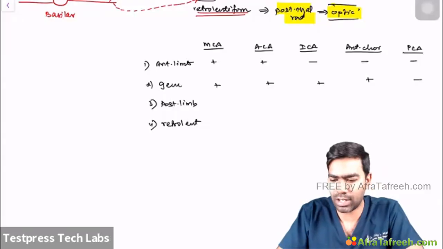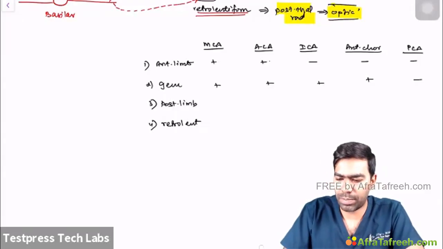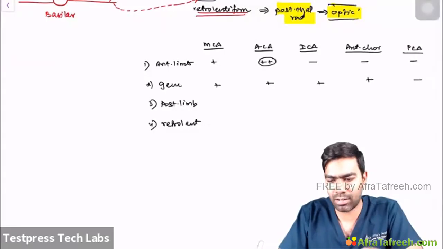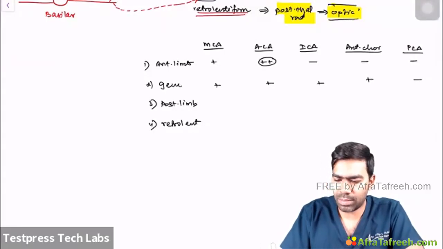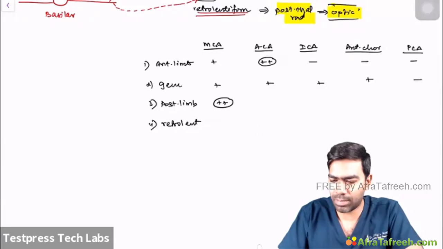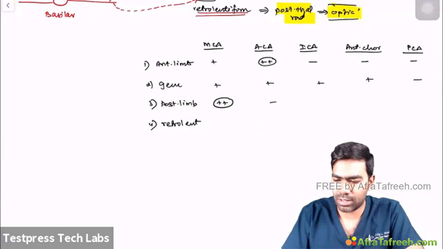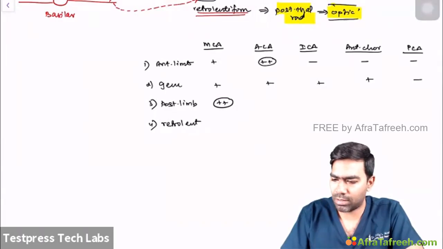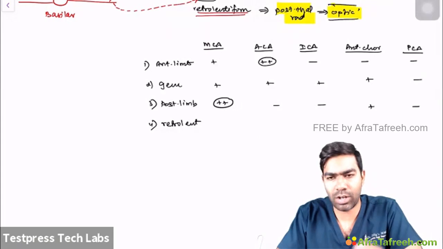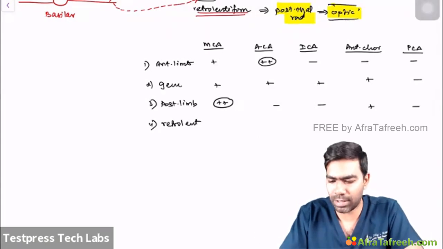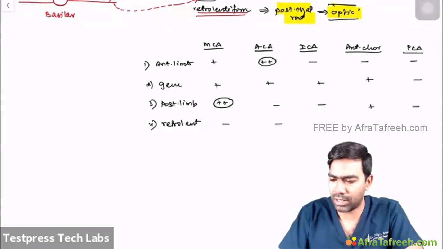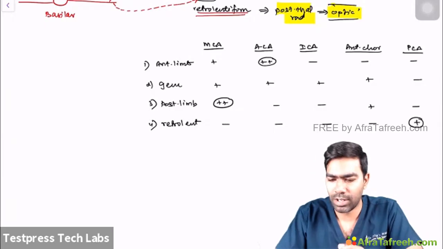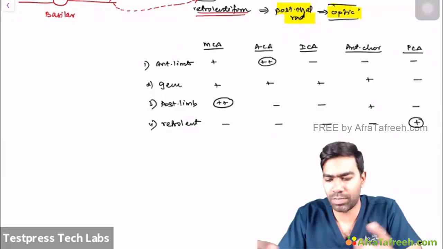Usually these arteries do not supply the anterior limb, but the predominant supply of the anterior limb is from the anterior cerebral artery only. Posterior limb is predominantly supplied by the middle cerebral artery, but it can be supplied to an extent by the anterior choroidal artery also, but it's not going to be supplied by the anterior cerebral artery or internal carotid artery or posterior cerebral artery. Retrolentiform part is typically supplied by the posterior cerebral artery. So this will give you a good clue about which arteries are supplying which areas of the internal capsule.